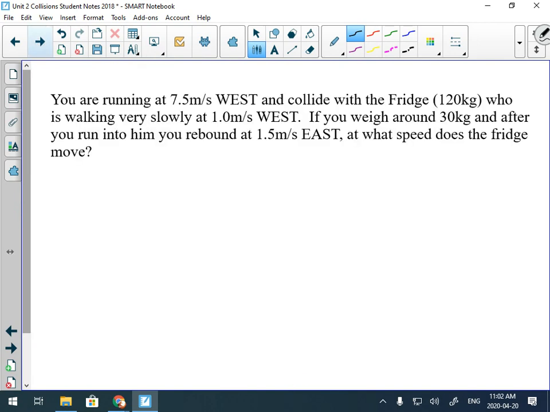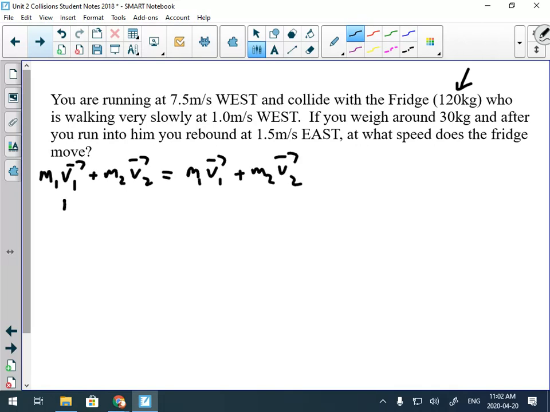Same thing. Looks like the fridge. The fridge was on a diet. Fridge lost a little bit of weight. So we still have this rebound, but now the fridge is moving in the same direction that you are running at the fridge in. See how they're both west? Okay, so instead of the fridge not moving, now the fridge is. Okay, that's all right. We can still write out the formula. M1V1 plus M2V2 is equal to M1V1 plus M2V2. This is before, and this is after.